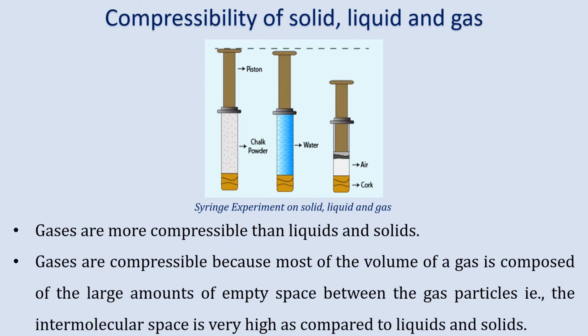Let's look at the theory of an activity to understand the compressibility of solid, liquid and gas. Take three different syringes, fill them with chalk powder, water and air, and make sure the other end of the piston is closed in all three syringes. Try to press the piston of the syringes. The syringe with chalk powder cannot be compressed. The syringe with water can be compressed to a very small extent, whereas the syringe with air can be easily compressed to a greater extent compared to the chalk powder and water. This proves that gases are more compressible than liquids and solids.